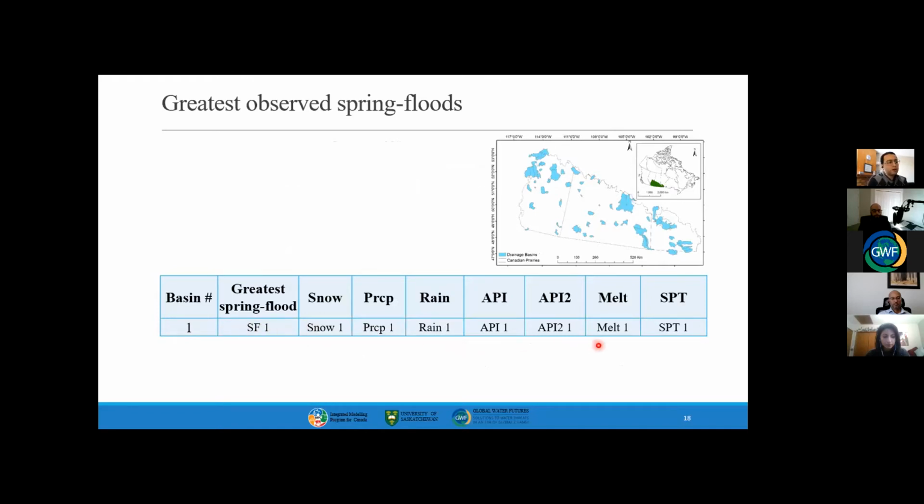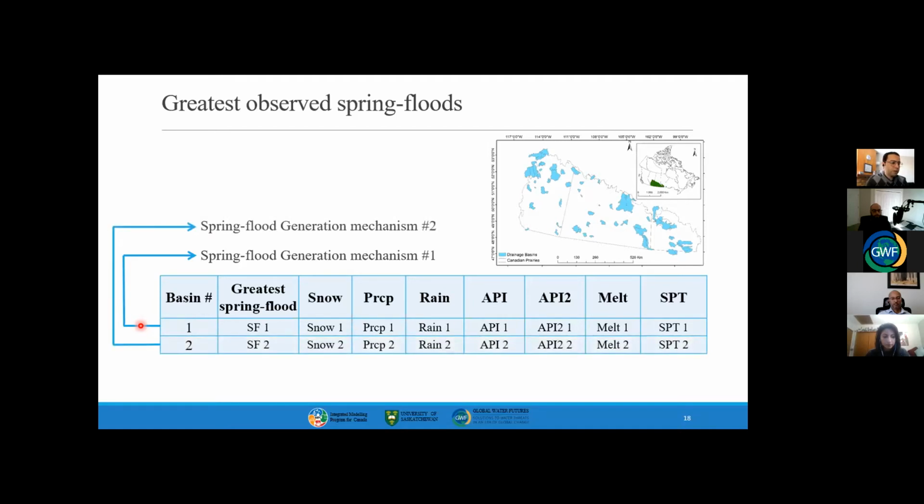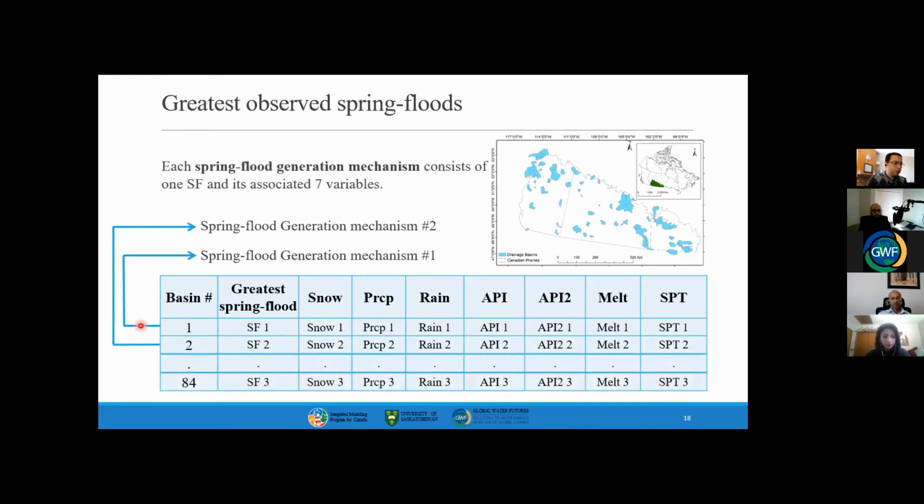and link it with its associated basin conditions using those 7 variables. This combination is referred to as the spring flood generation mechanism of basin number 1. We did the same thing for the second basin and obtained the spring flood generation mechanism of the second basin. And we did the same for all of the 84 basins. So each spring flood generation mechanism consists of one spring flood and its associated 7 variables.